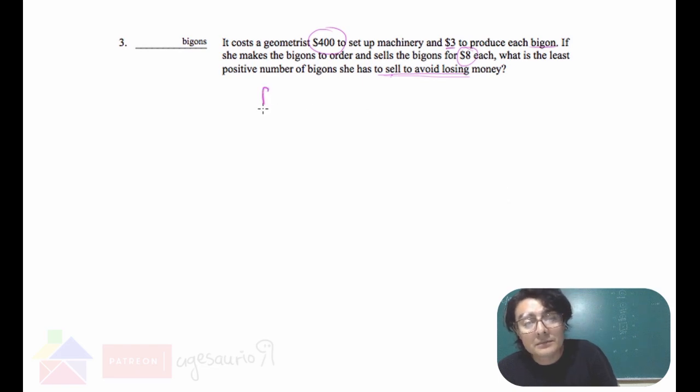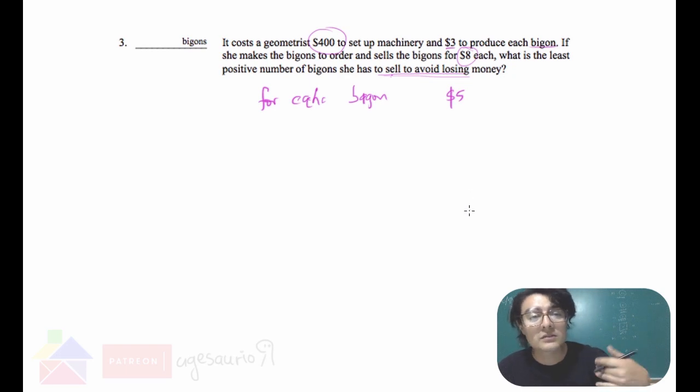So for each bicon, she makes $5, right? Because she sells them at 8, but it costs her 3. She sells them at 8, but it costs them 3. So, in order to break even, to avoid losing money, she would have to make up for those $400.